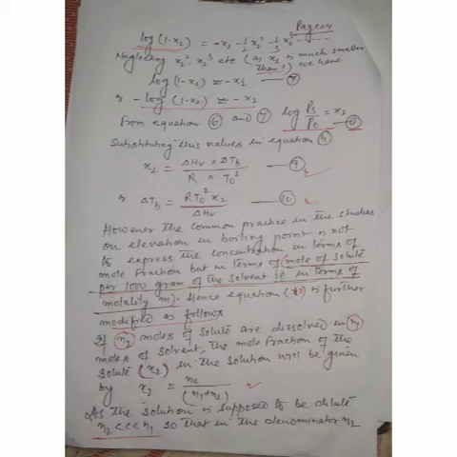If n2 moles of solute are dissolved in n1 moles of solvent, the mole fraction of the solute, x2, in the solution will be given by x2 is equal to n2 divided by n1 plus n2. As the solution is supposed to be dilute, n2 is less than n1, so that n2 in the denominator can be neglected in comparison to n1. Hence, for the dilute solution, the above equation can be written as x2 is equal to n2 upon n1.